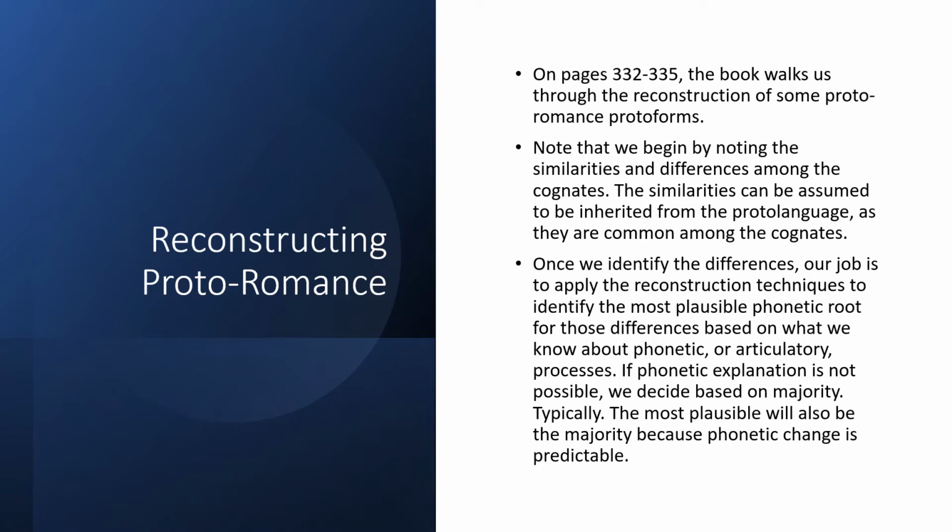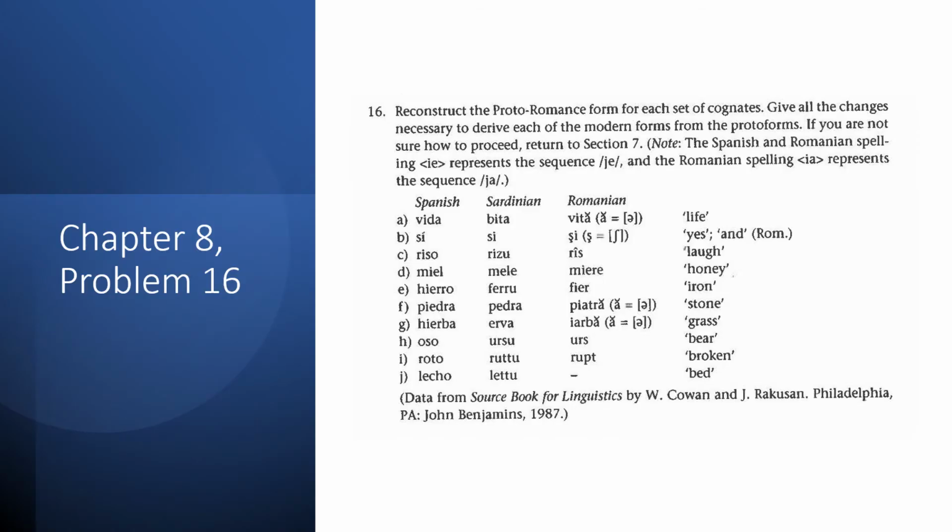Typically, the most plausible will also be the majority because phonetic change is predictable, which we talked about way back in chapter 2. Okay, so let's look at problem 16. Here we have it. Reconstruct the Proto-Romance form for each set of cognates. Give all the changes necessary to derive each of the modern forms from the proto-forms. If you are not sure how to proceed, return to section 7, right?